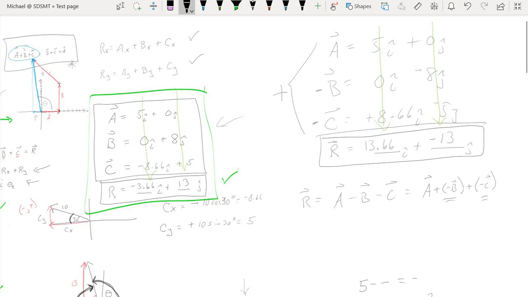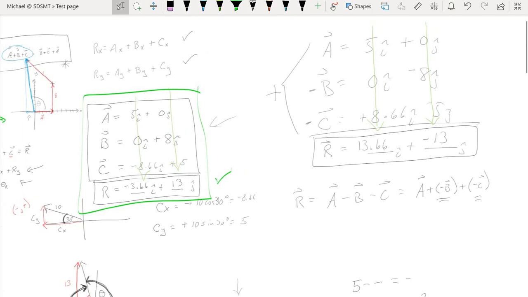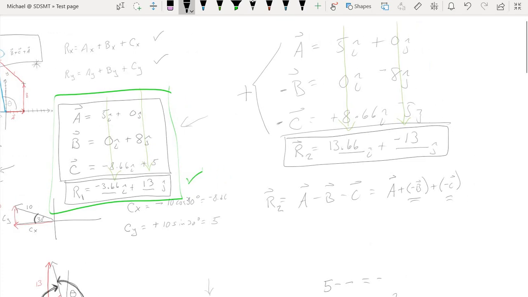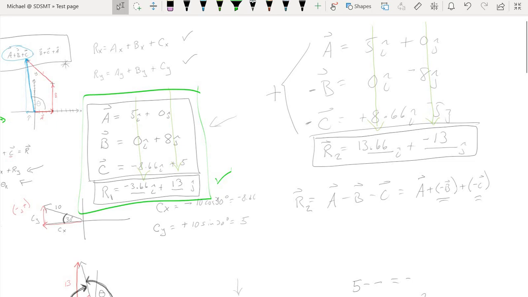And we now have the components of our new resultant vector. Perhaps we should distinguish between these. We do have a different combination of vectors going on, so we will get a different resultant vector. And now that we have the components of our new resultant vector, we can find the magnitude of this resultant, square root of the sum of the squares, and we can find the angle that this resultant points at using our inverse tangent.